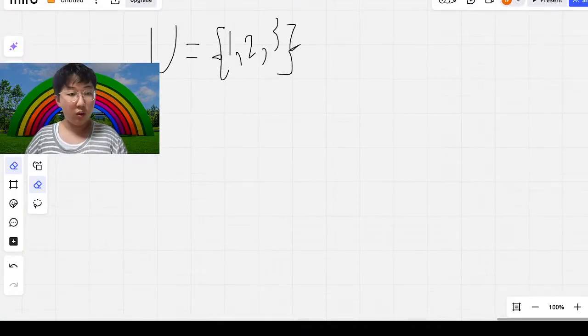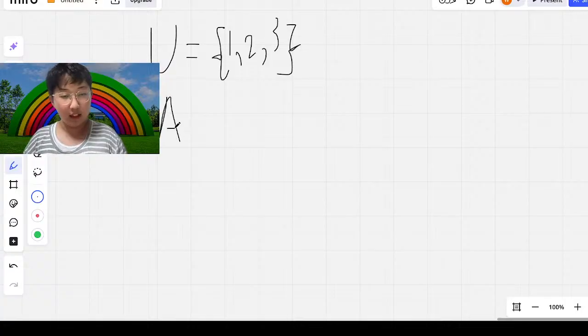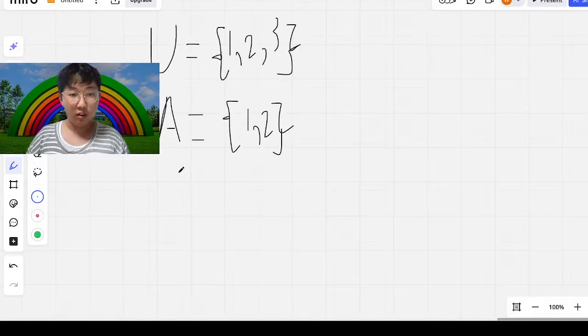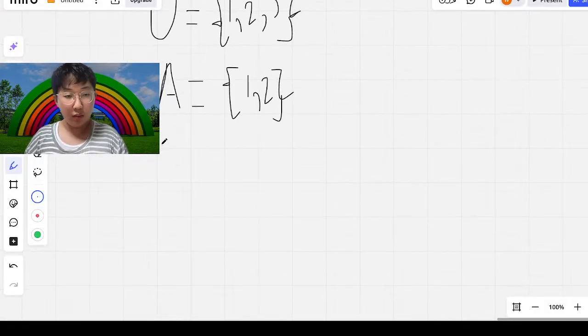Okay, so let's say we had a set A which had 1 and 2 as elements, and we're only considering 1, 2, and 3. Let's look at the next one, the complement of set A. It refers to all the elements that are in the universal set, but not in A. So it is denoted with A, and then we denote it with a prime.